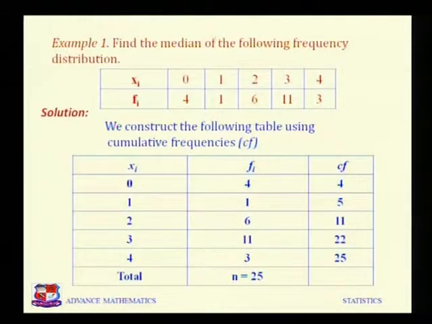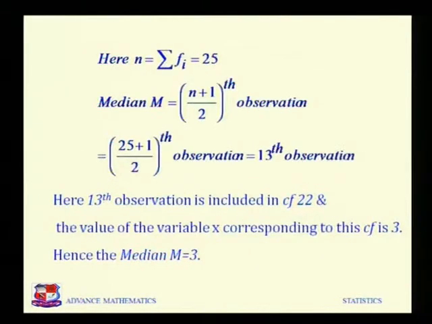So वो हम कैसे check करेंगे कि 4th observation तक जितनी भी observations हैं वो CF 4 में include होती हैं, फिर 5th तक CF 5 में, 5 से 11 तक CF 11 में, and 11 से 22 तक हमारी observation जो है, वो 13th observation किस में आएगी, 11 से 22 तक. तो 11 से 22 तक वाली observation CF 22 में आएगी. So here 13th observation is included in the CF 22.